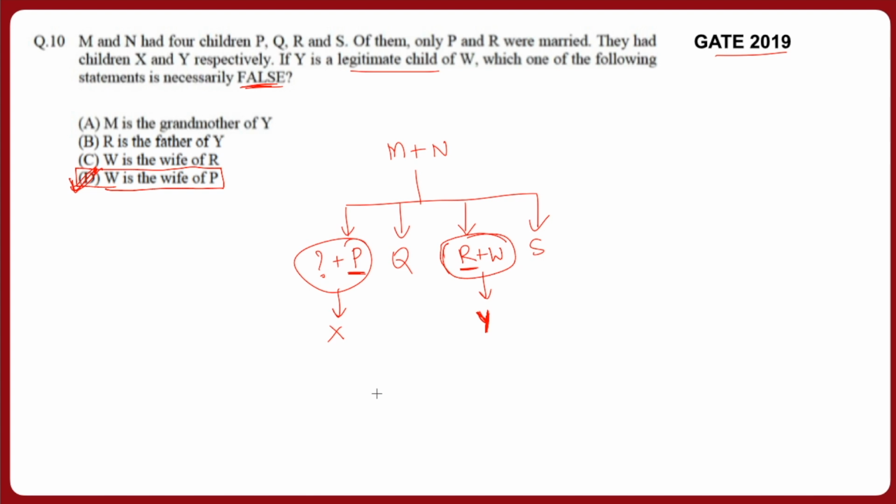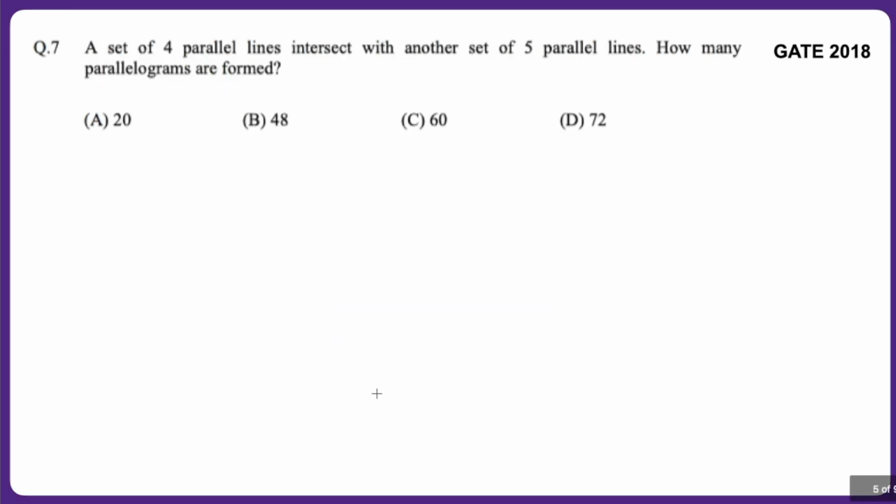Let's take another question. All right, now this question is a pretty good one. It says that a set of 4 parallel lines intersect with another set of 5 parallel lines. How many parallelograms are formed? This is based upon a formula, and this is based upon a concept called permutation and combination. PNC, that's what it is generally called. Permutation and combination, that's the concept.